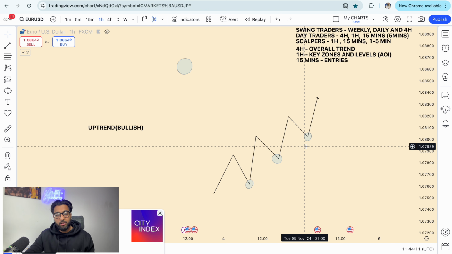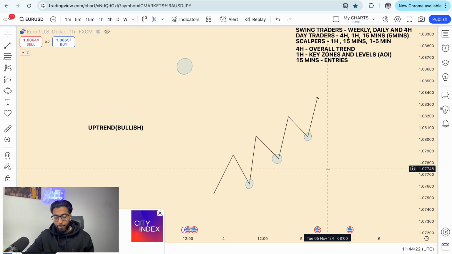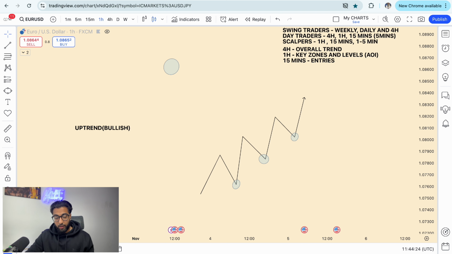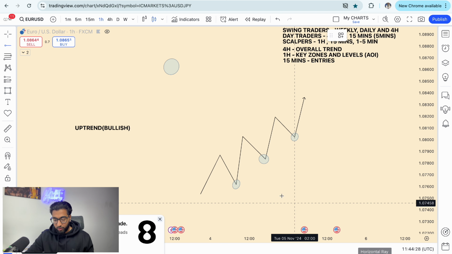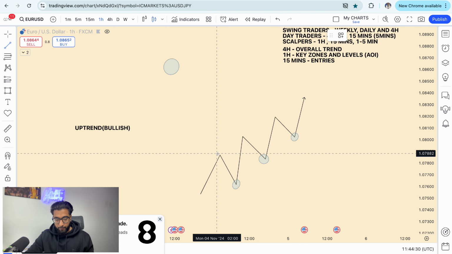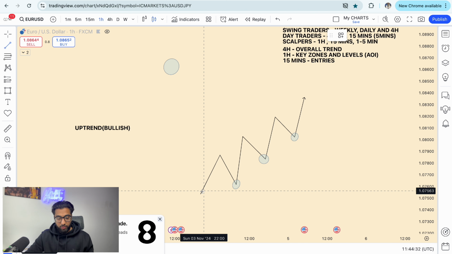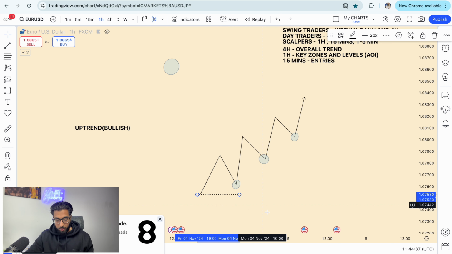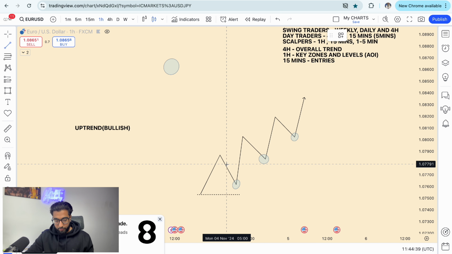But the problem is, how are we going to know that these are our interested areas? Well, this is where we bring in supply and demand, or support and resistance. Support and resistance is basically a floor and a ceiling. So I'll get my horizontal lines here. This is what we call a ceiling. From here to here, this is the lowest point, and this is the highest point.